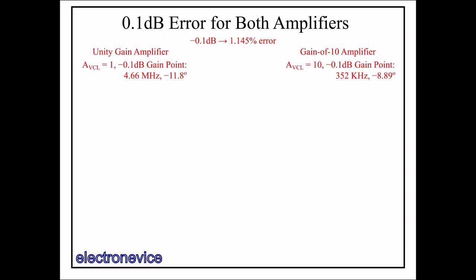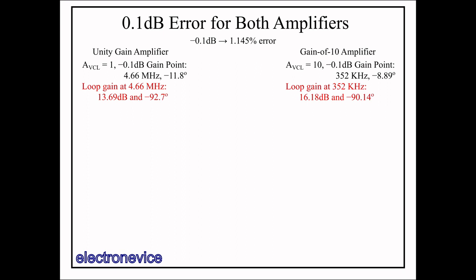So, grabbing the values from the loop gain plots from earlier, the loop gain for the unity gain buffer at 4.66 MHz is 13.69 dB and negative 92.7 degrees. The loop gain for the gain of 10 amplifier at 352 kHz is 16.18 dB and negative 90.14 degrees.